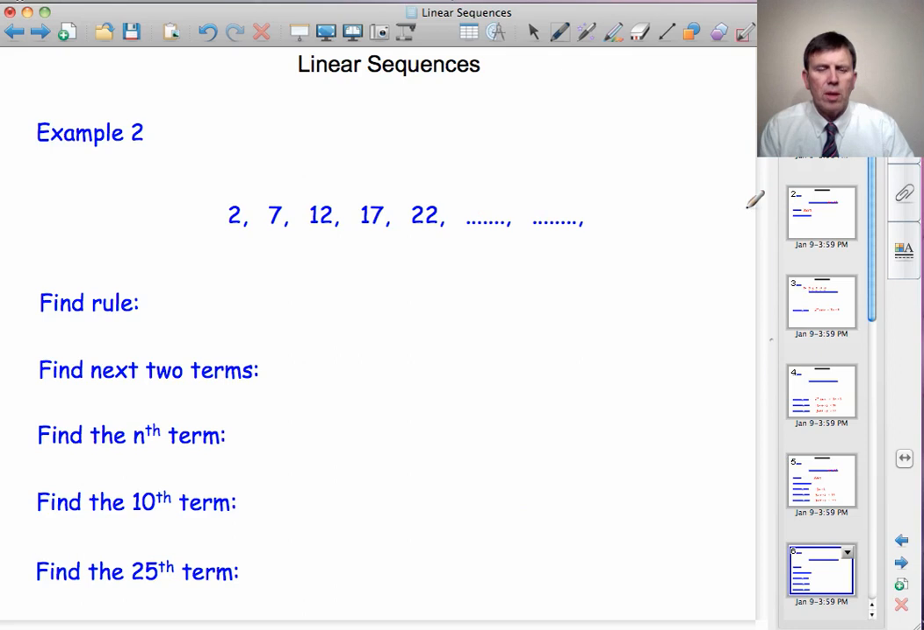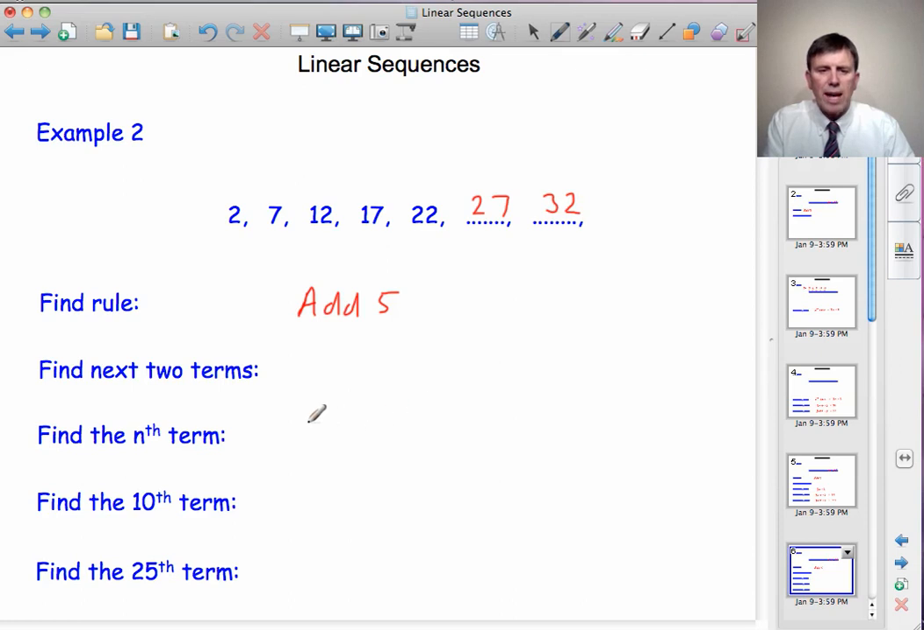Example 2. 2, 7, 12, 17, 22 are the first 5 terms. Find the rule. Well, to get from 2 to 7, we're adding 5. To get from 7 to 12, we're adding 5. So we're adding 5 each time. So my rule is simply add 5. Find the next two terms. 22 add 5 is 27. 27 add 5 is 32.